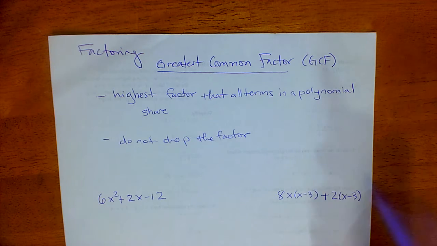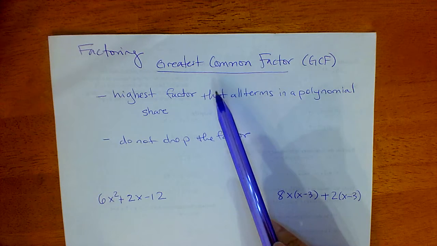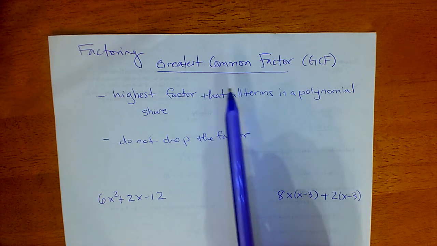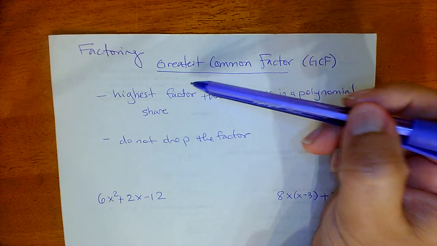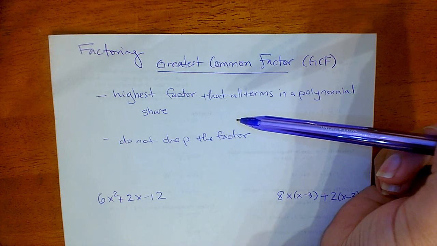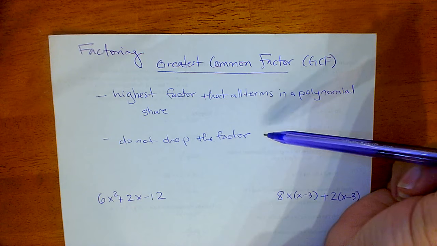So the first method we talk about when we're factoring is greatest common factor. And this is our first go-to method of factoring. And so when we're looking for a greatest common factor, we are looking for the highest factor that all terms in a polynomial share. And we want to remember that as we factor, we're not going to drop that factor.